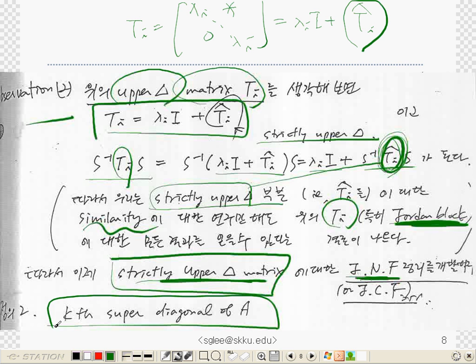Definition. The k-th superdiagonal of A. Here, this is called the superdiagonal. This is the second superdiagonal, and this is the third superdiagonal, etc. So this is the diagonal, the first superdiagonal, the second superdiagonal, and this is the k-th superdiagonal.